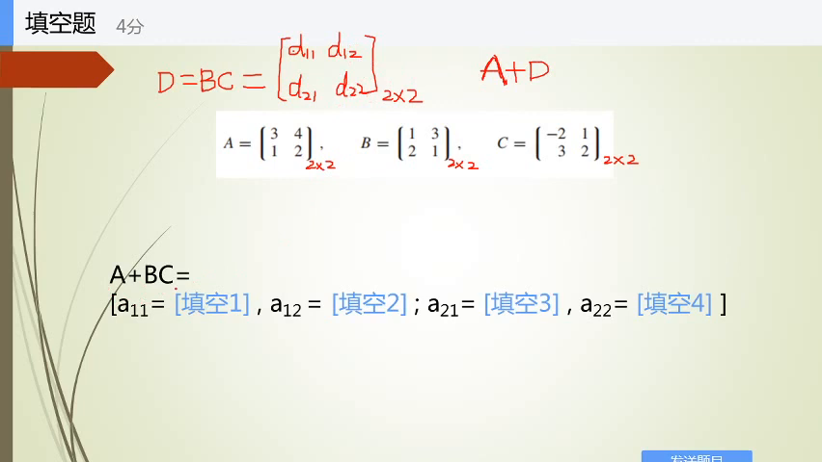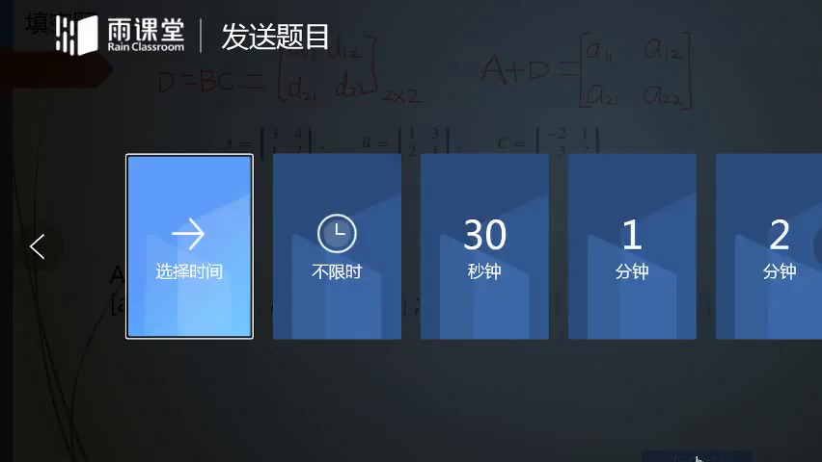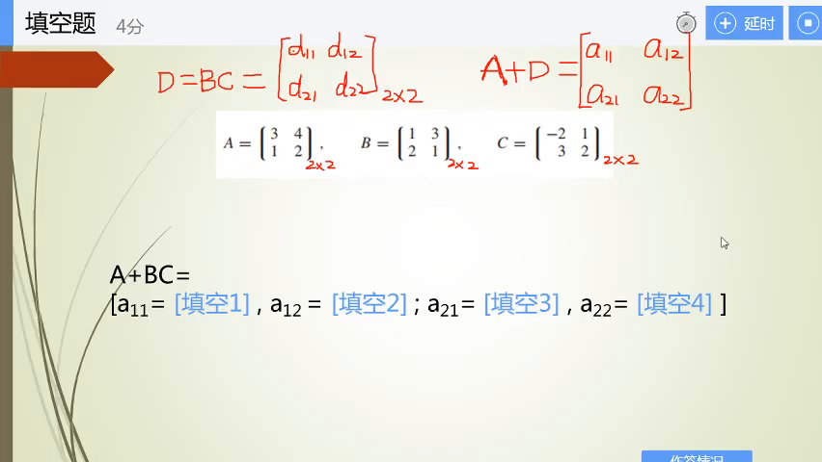So finally, that is A plus D, okay? I write A plus D in this way. A11, A12, A21, A22. You need to enter four entries for the final matrix, okay? You need to fill in four blanks. Everyone is clear? So let me send the quiz. This matrix calculation is pretty easy, okay? Just 2 by 2, you need to calculate 4.